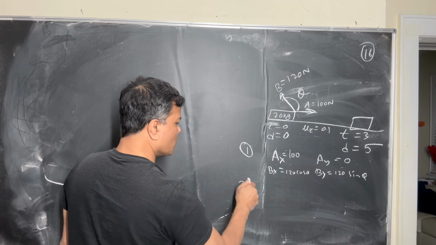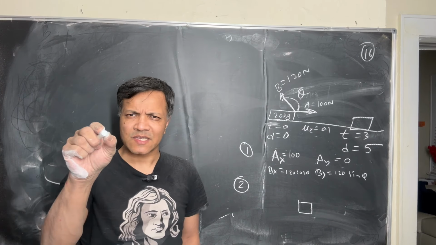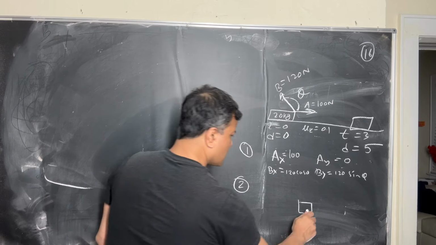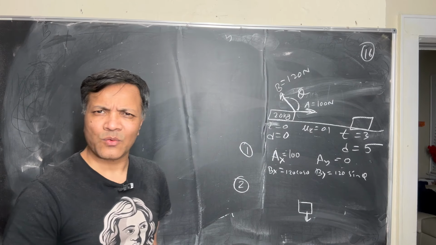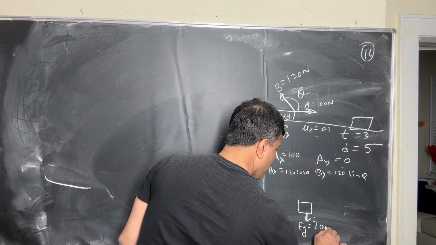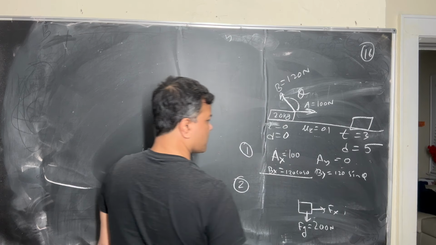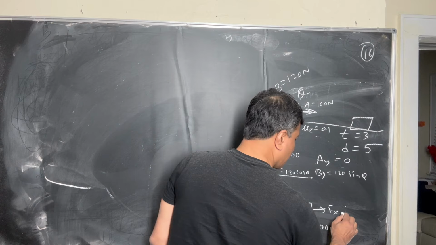Step number 2, we're going to draw a free body diagram. In the free body diagram, the easiest thing always is the weight. The weight is 200 Newton. Why is that? Because it's 20 kilogram. Fx, you want to add them up. So 100 plus 120 cosine theta.